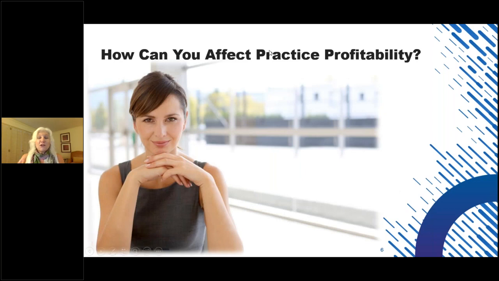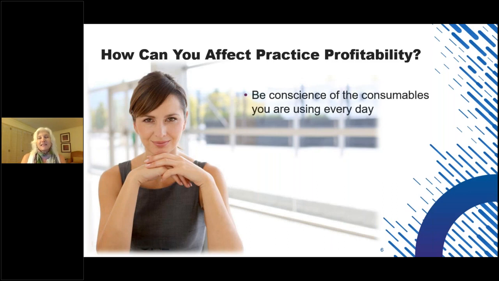And so how can you affect the practice profitability? Well, there's lots of ways. I've worked in 2 dental practices, so I understand that there are things in the practice that you as a team member can help with the consumables that you use every day. I worked in the admin team. I was a front office team member, treatment coordinator, office manager for 2 different dental practices.